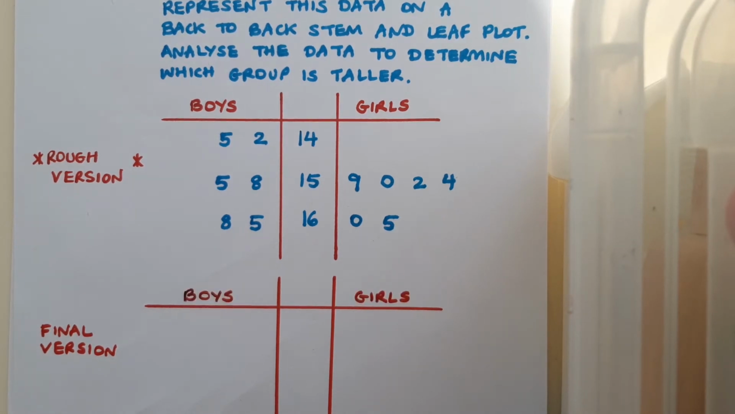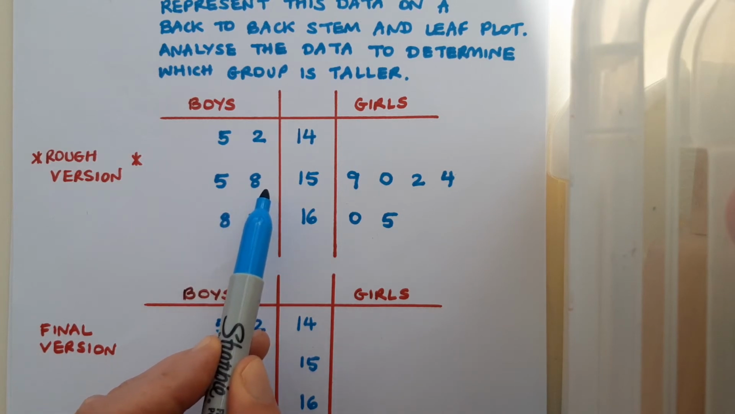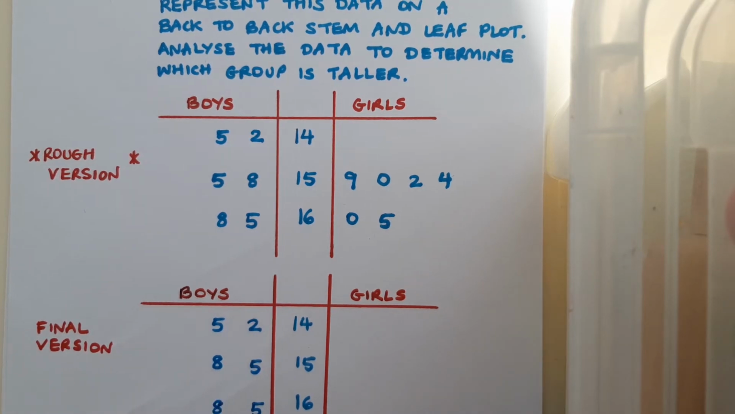I'll make sure to enter my headings. My stem will remain the same, and now I'm going to order my data on the boys' side of the table. Now just be aware that as I fill my values in on the left hand side of the table, I should be moving out from the stem. So my smallest values will be closest to the stem, and then as I move away the values will get bigger. So for example, in that first row, 2 is fine where it is, and 5. In the next row, the smaller value should be closer to the stem. So I'll put 5 here and 8 here. And then in my last row, 5 is closest to the stem and 8 is furthest away.